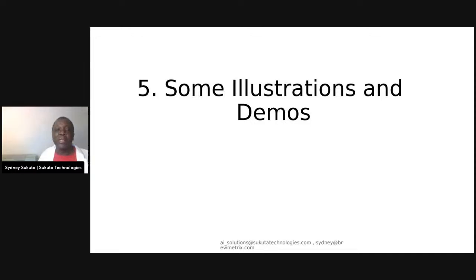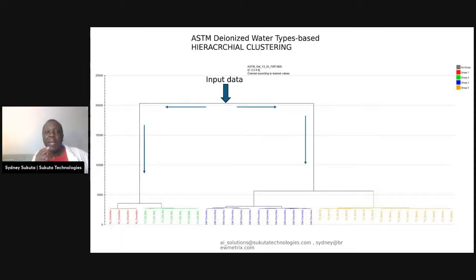Okay, so let's do some demos. Here, water. There are what they call ASTM water types, or deionized water types: type 1, 2, 3, and 4. I ran type 1 and 2 from one company, and then I went to two other companies. I ran their type 3, and then I also ran distilled water.